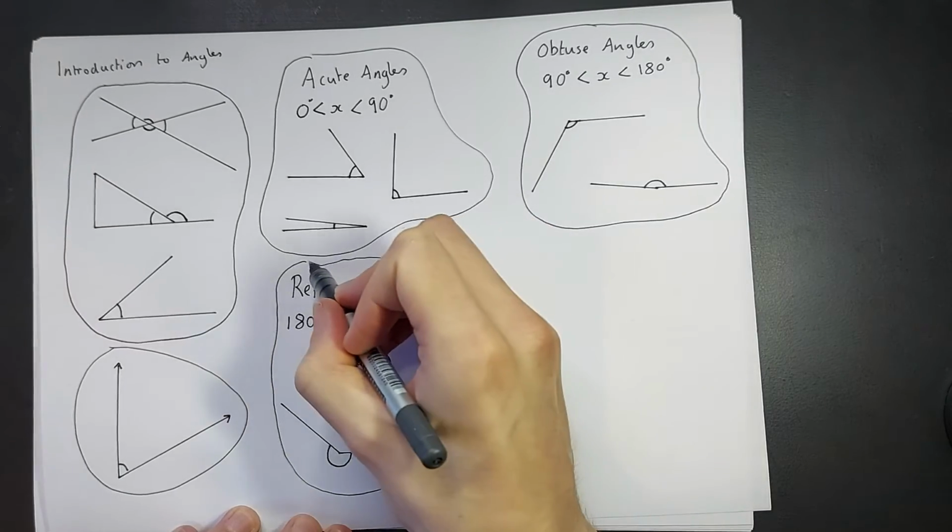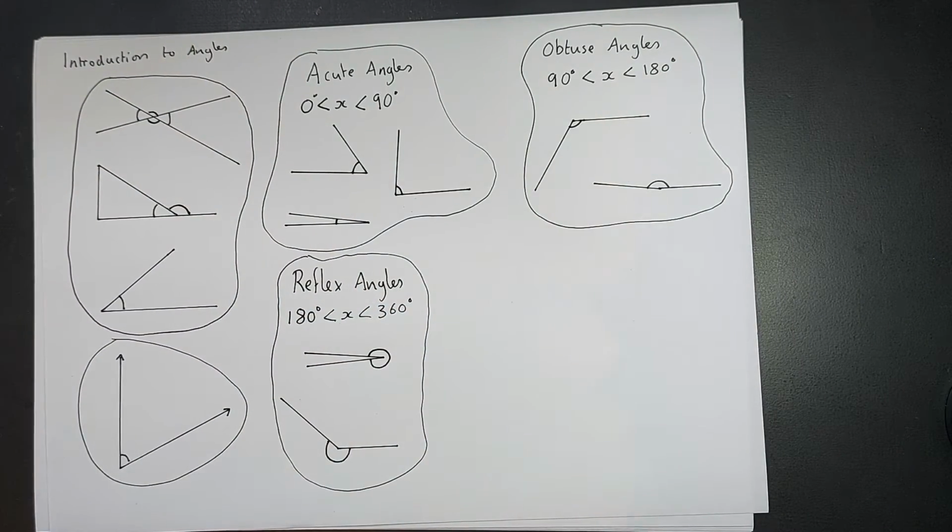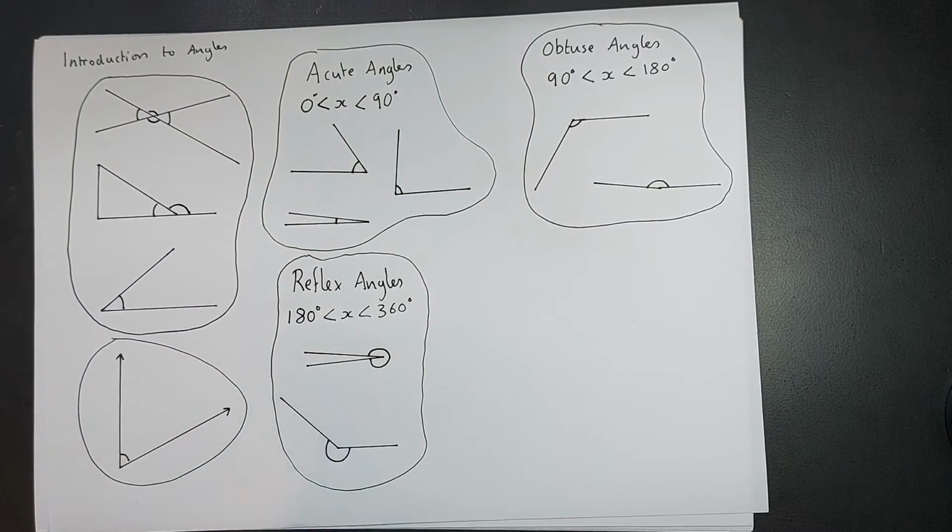Now, having a look at these, there's a few things you might notice. I've not put any equal to signs here. They're always greater than or less than. There's a few reasons for that.